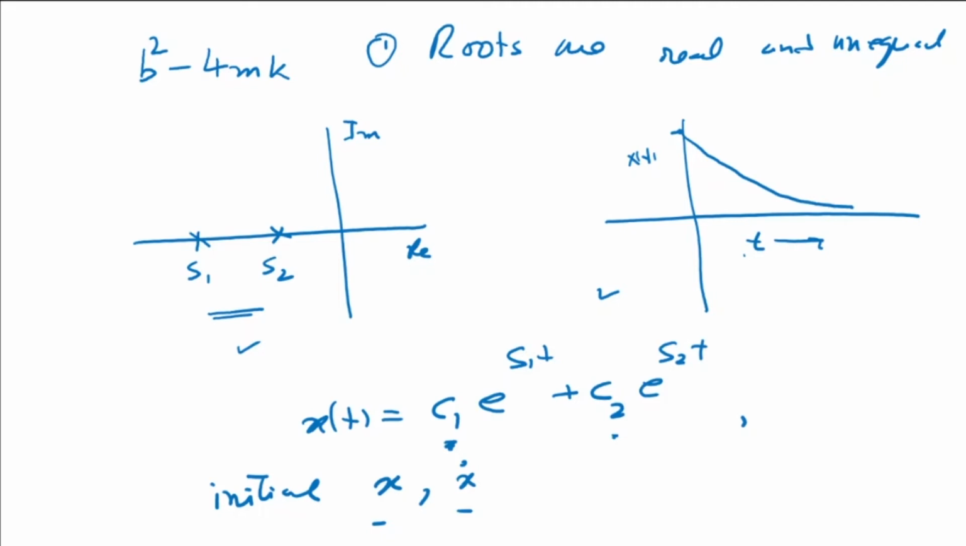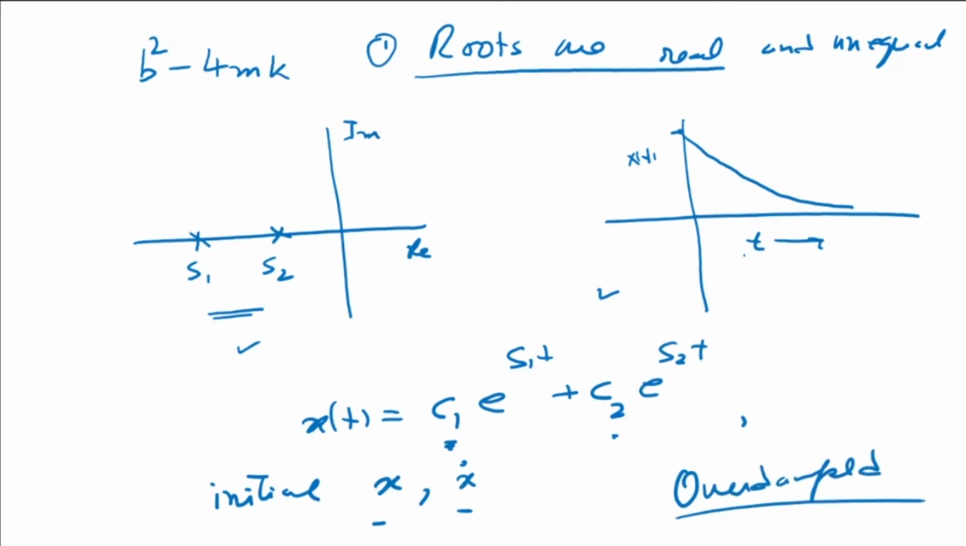Now this is one where the roots are real and unequal. This is basically called an overdamped system. The next case is if the roots are equal. So the second case we have is roots are equal.